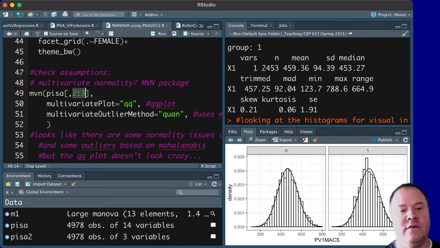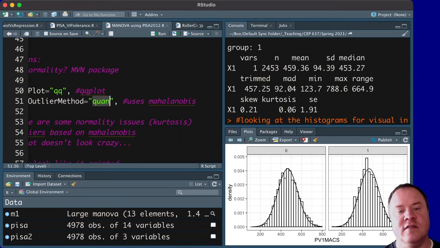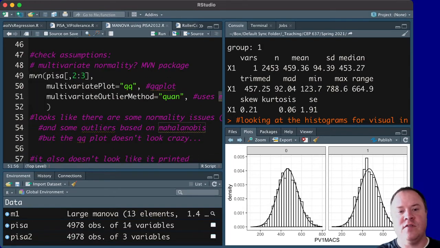The second thing in the function is to have the QQ plot printed at the multivariate level, and this is interpreted the same way as a univariate QQ plot. And then this multivariate outlier method, QUAN, is using Mahalanobis distances, which you can interpret similarly to a z-score. So if values are very large, it indicates that they're far away from the mean and are considered outliers. And this is doing this at the multivariate level, so it's looking across both of these dependent variables.